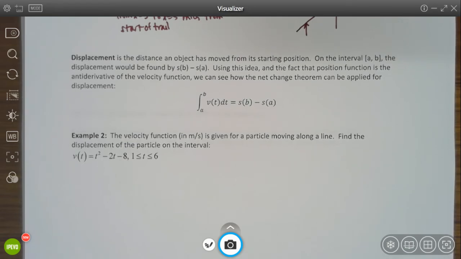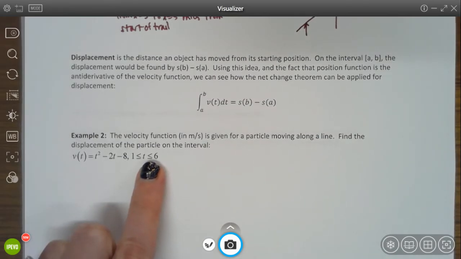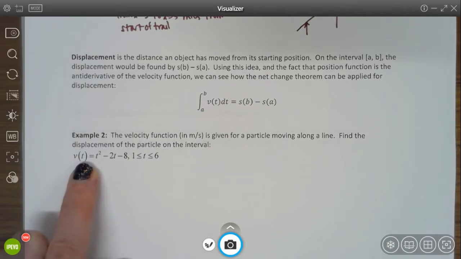So let's look at an application of this and actually see some calculus put into action here. In example 2, we're given the velocity function in meters per second for a particle moving along a line. And we want to find the displacement of the particle on the interval that's given there, from 1 to 6. That's this guy right here. There's my interval. So this is my velocity function. This is my interval. I want to find the displacement.